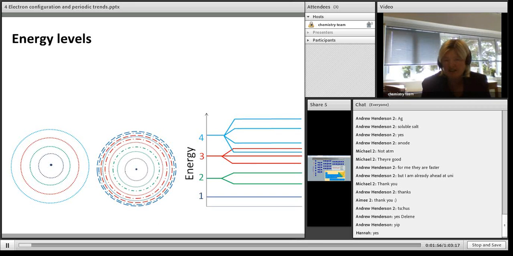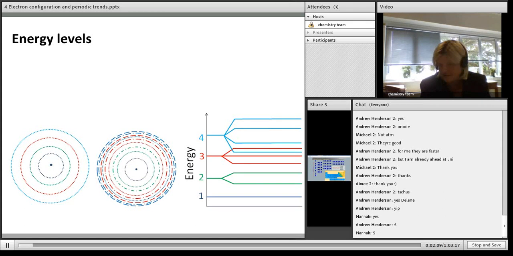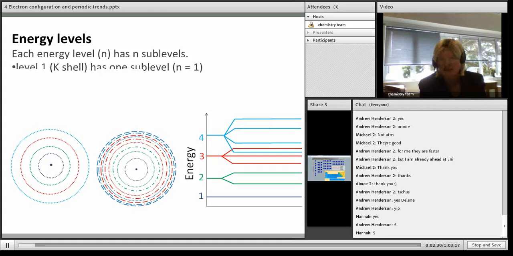I'll explain the reasoning why we know this. Then level 3 has 3, level 4 has 4 sub-levels. How many sub-levels do you think level 5 would have? 5. Okay, so you get the idea. There's never been an atom with an energy level 5 yet, but who knows, they may make an atom that big. So we say an energy level N has N sub-levels. If N is 1, it's got 1 sub-level. If N is 2, it's got 2 sub-levels, and so on.